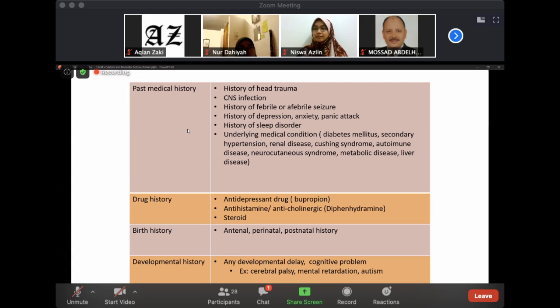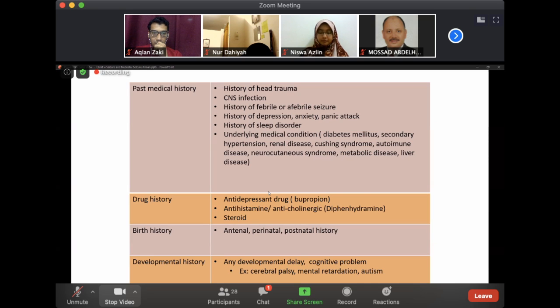Usually in this, I think hypoventilation can predispose to certain types of seizure, any sleep disorders, or any underlying medical conditions such as DM, hypertension, renal disease, etc. Then for drug history, ask for any drug use such as antidepressant, antihistamine, or anticholinergic drug, or any steroid use.